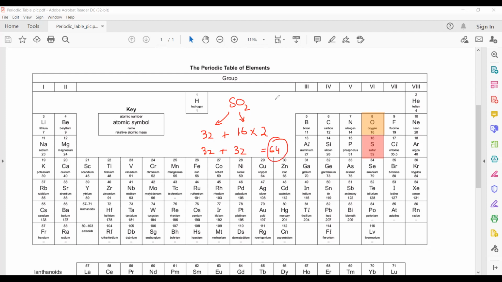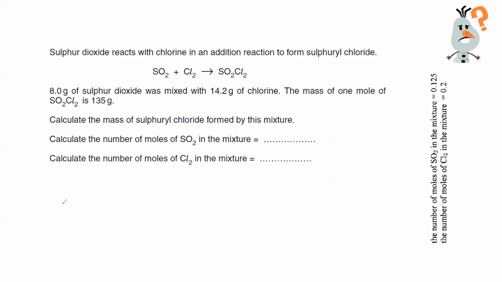So the molar mass of sulfur dioxide is 64. So when we check the question, we need the moles of sulfur dioxide. So how to get the moles of sulfur dioxide?